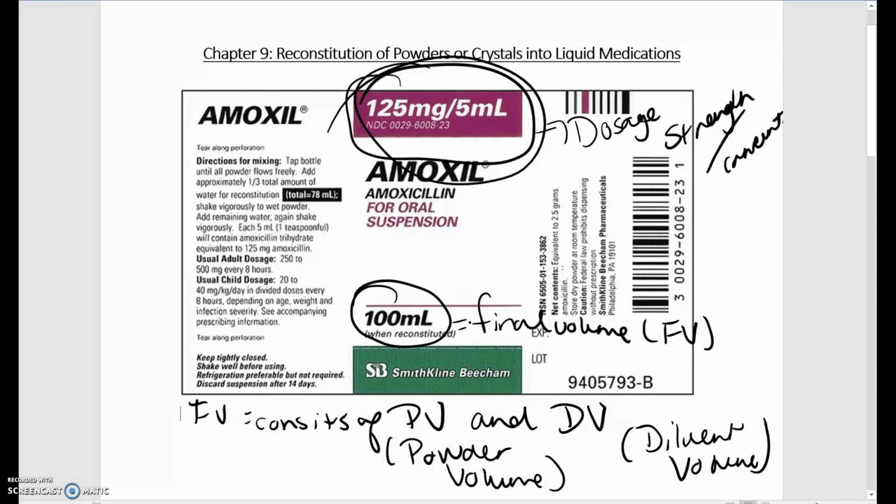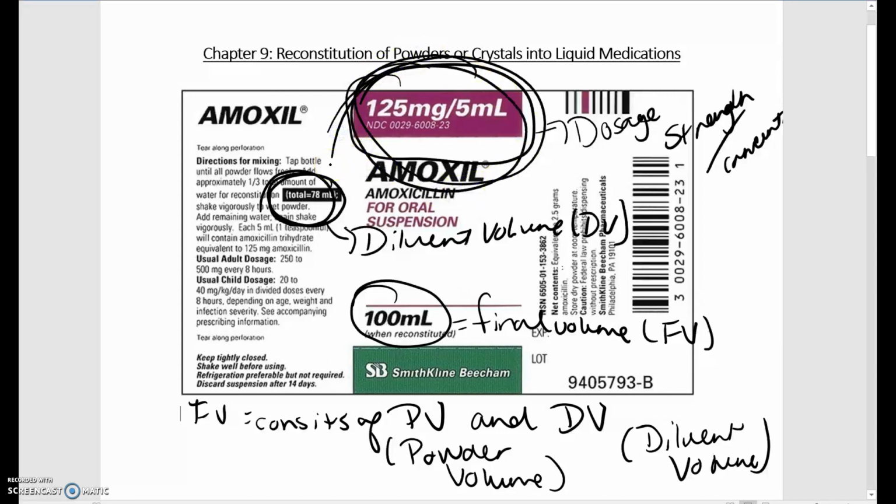The next component you should be able to identify on the label is the diluent volume. In this case, the total 78 milliliters is the diluent volume, and in parentheses I'm going to put DV. That's the diluent volume that should be added to the powder in order to get to the dosage concentration of 125 milligrams per 5 milliliter.